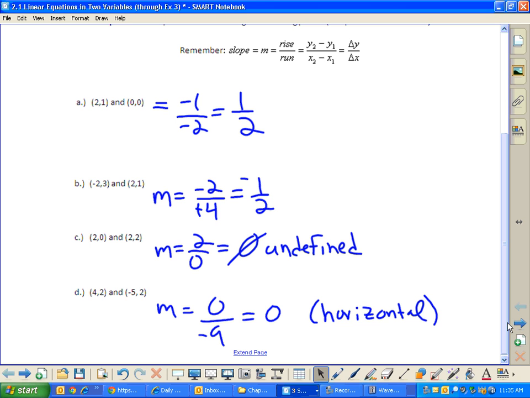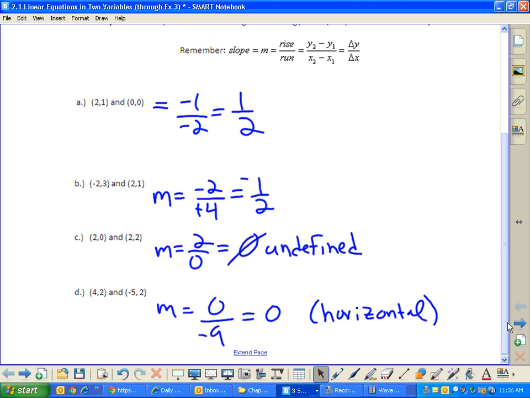Okay, so if you look at example 1, right below this warm-up set I gave you, I asked you to talk to me about what you noticed for parts A, B, C, and D with regard to whether the line is increasing, decreasing, horizontal, or vertical. So let's take a look at part A. We have a slope of positive 1/2. What can you say about that line, John? It's increasing. Very good. As x increases, y increases.